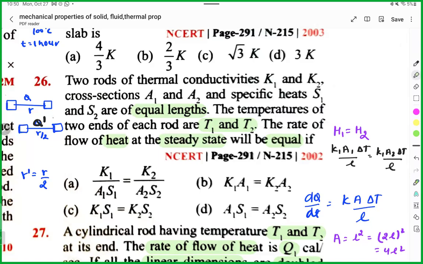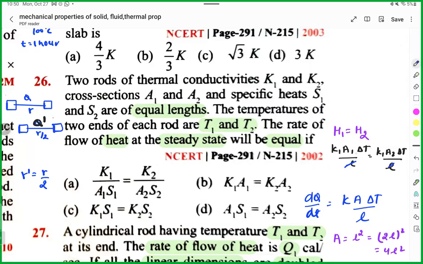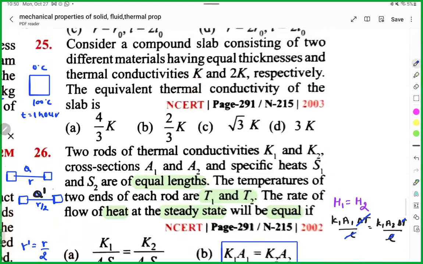You have to calculate this. So, you know, length cancels out, temperature cancels out. Anybody have a doubt? Just imagine, all the questions in this topic are asked only from this.